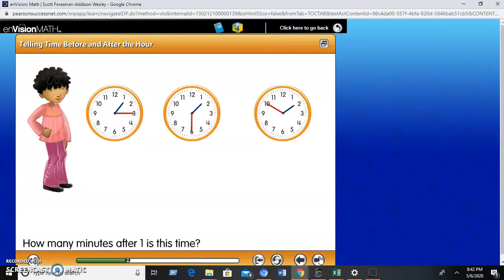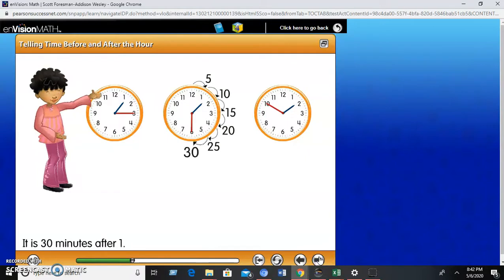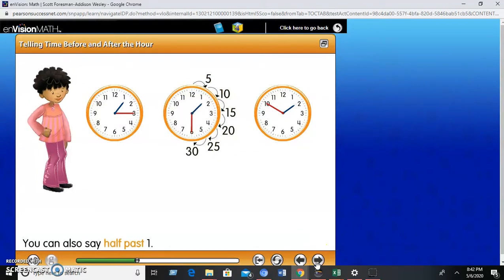How many minutes after 1 is this time? So if it's 1:30, 30 minutes. It's 30 minutes after 1. So, let's cut our clock in half. Let's pause. How many minutes are in the whole entire clock? 60. What's half of 60? We know 3 plus 3 is 6. So half of 60 is 30. Okay, so it's half past the hour, which is 1. So we say 1:30. You can also say half past 1. Can we say that? Half past 1.